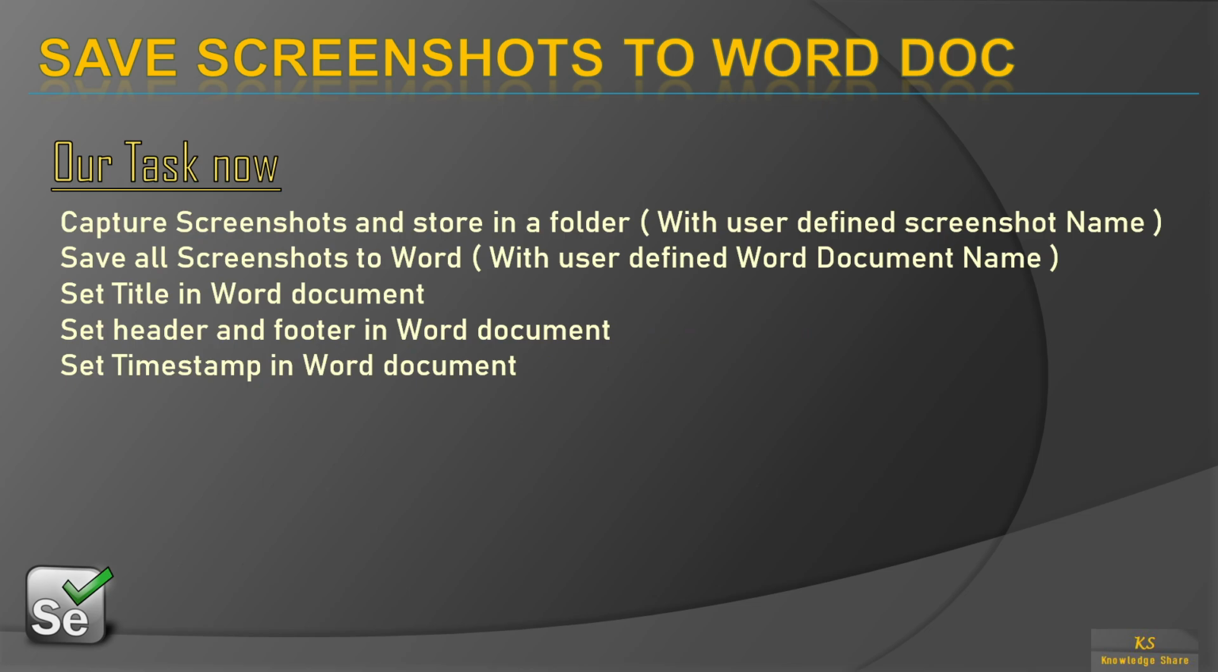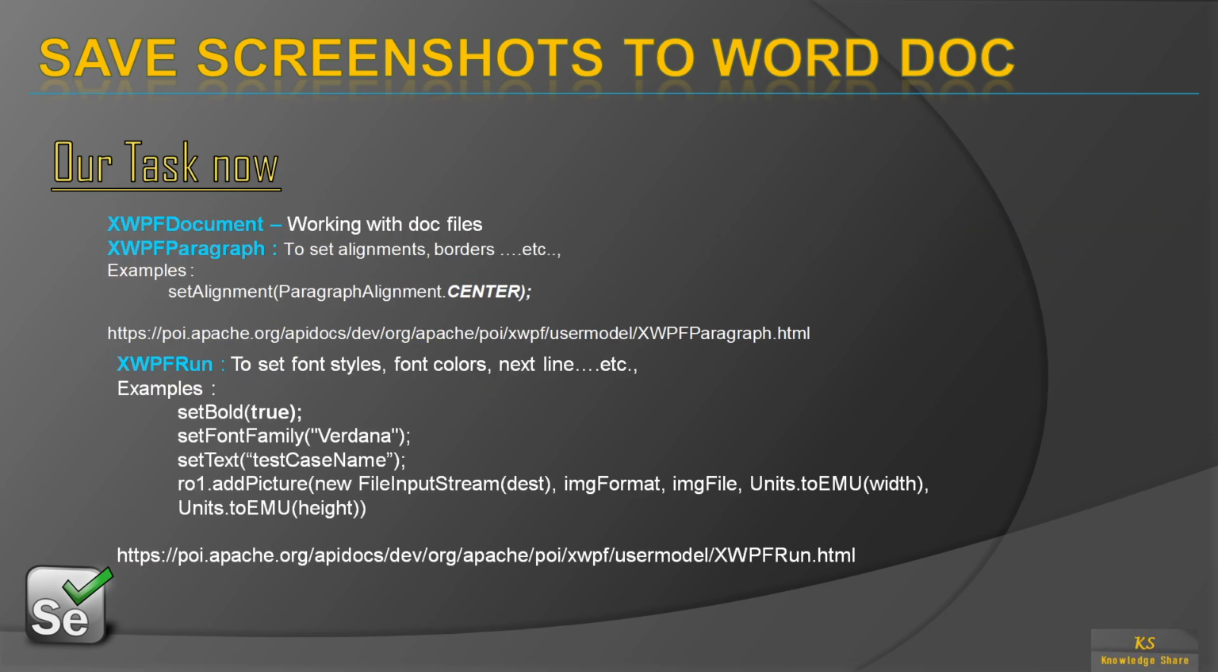In this session we are going to capture the screenshots, store them in one folder, and then bring all those screenshots and save them into a Word document. We are also going to do some additional steps like setting the title. For example, you can put titles like regression, headers and footers for the Word document, or write timestamps to the results, which will be very helpful. We will see this in practical.